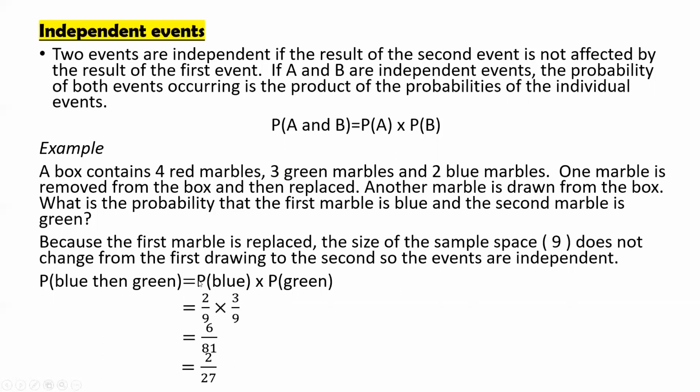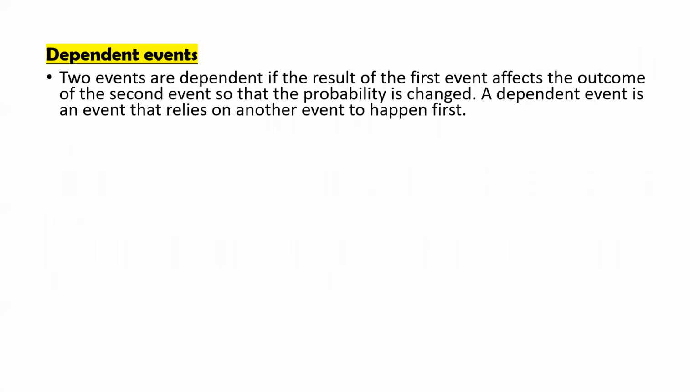Because we're putting the marble back, that means you didn't disturb the total. Okay, let's see. Another one is called dependent event. Dependent event means when the two events are dependent, that means the second time will affect the probability of the second time, whatever you do.